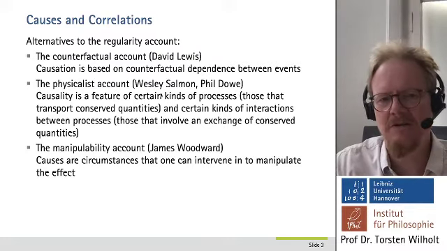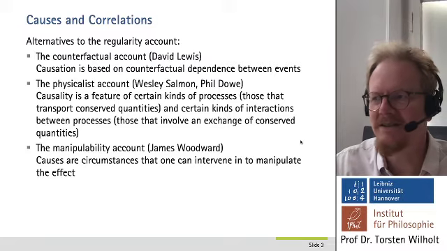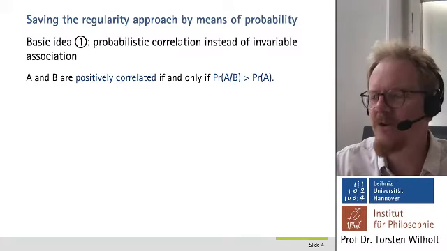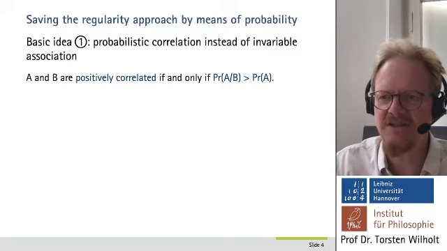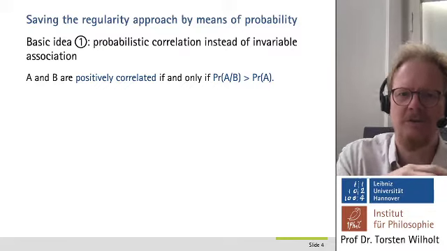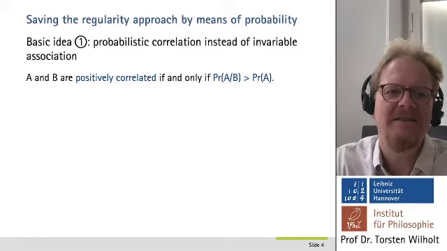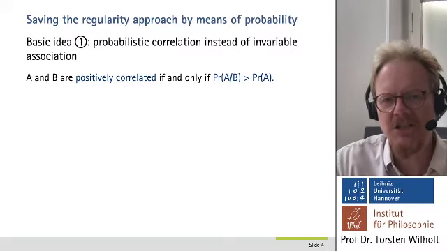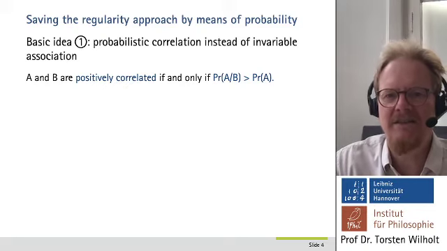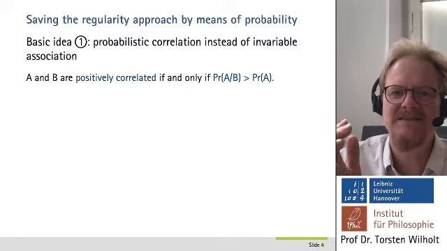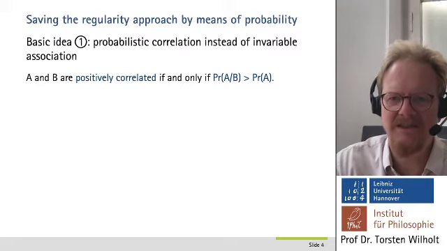So how do you go about it when you want to develop a probabilistic notion of causation, of causal relations? The first basic idea that you need is that instead of talking about invariable associations like Hume did, we talk about probabilistic correlation. What is correlation? Well, we say that two events A and B are positively correlated if and only if the conditional probability of A given B is larger than the unconditional probability of A. So you could say it like this: the presence of B raises the probability of A.